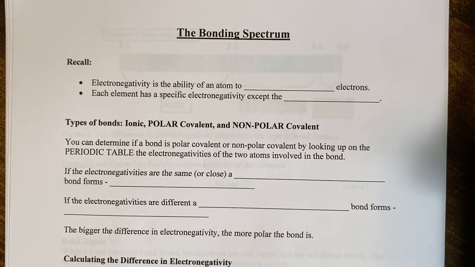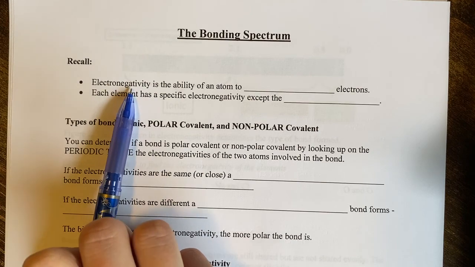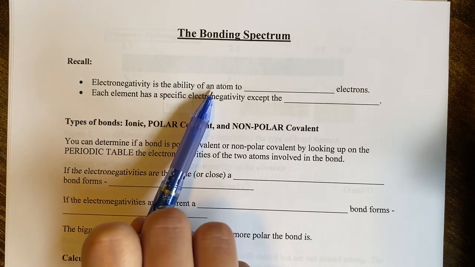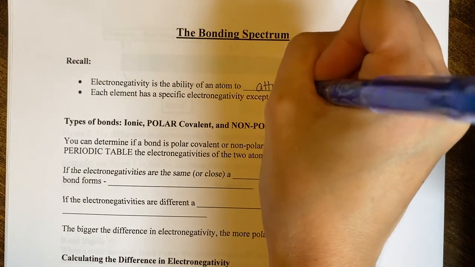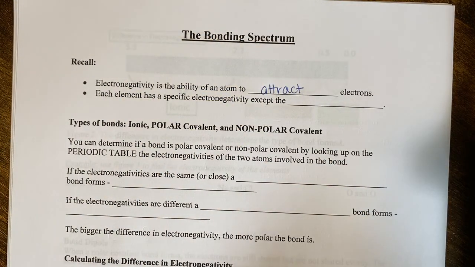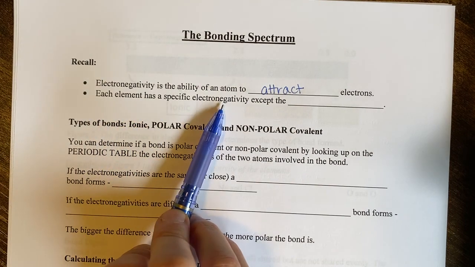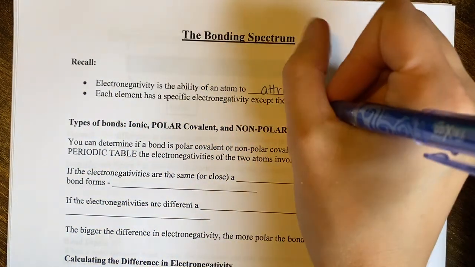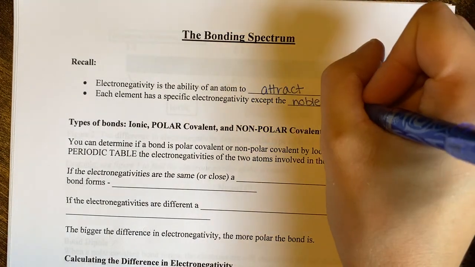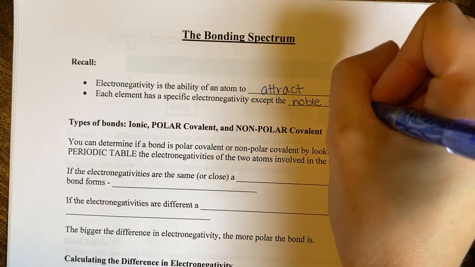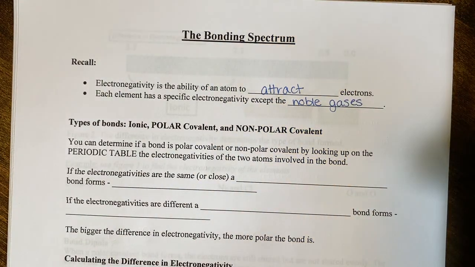So a quick reminder that electronegativity, which is one of the periodic trends we've looked at, is the ability of an atom to attract electrons. Remember that each element has a specific electronegativity except for the noble gases. So the noble gases are 0. They do not want another electron.